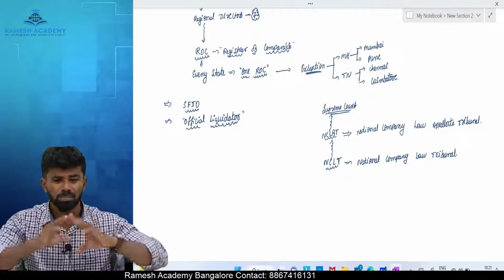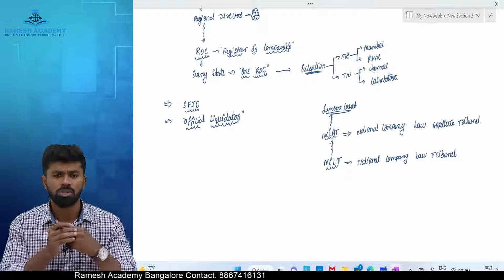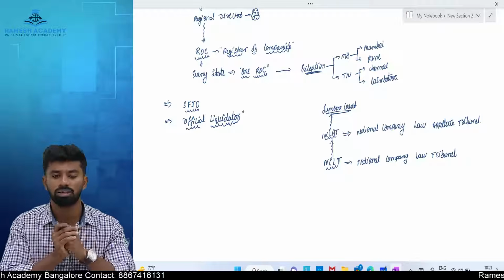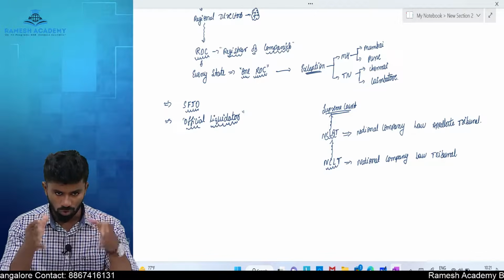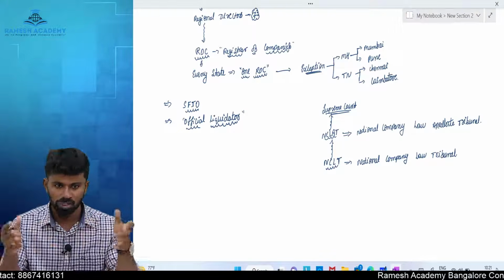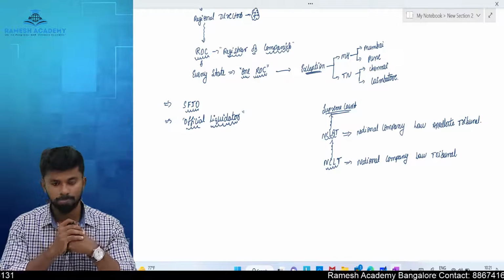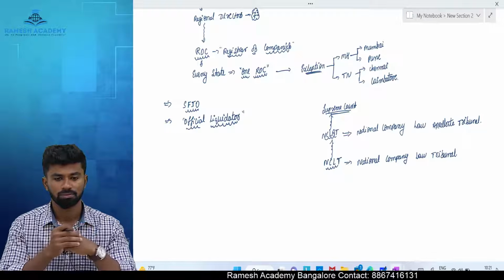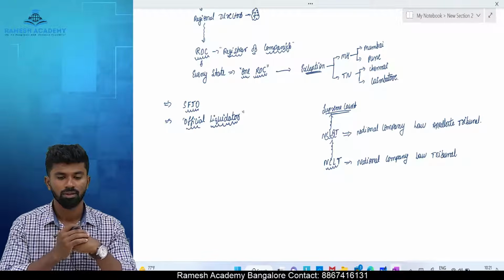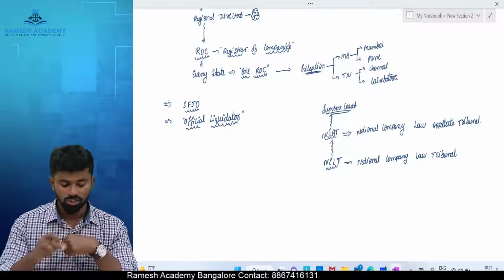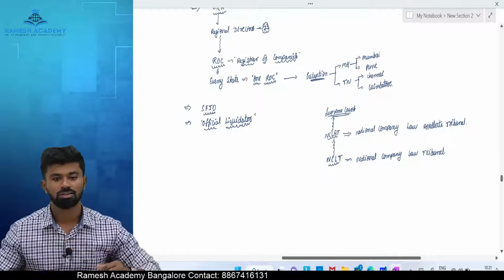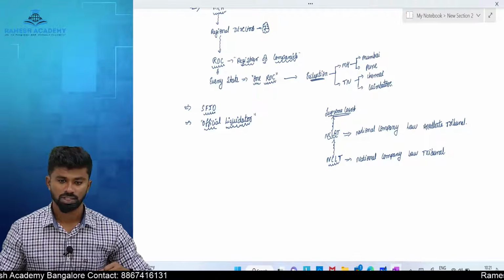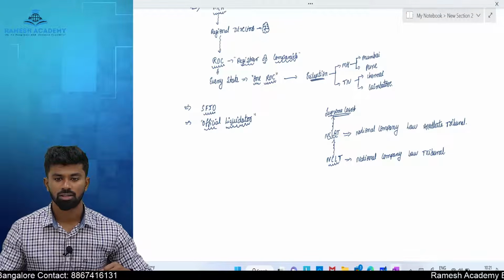So these are the basic concepts which you should know before you start studying the Companies Act 2013. I hope you are clear with the concepts. Any questions, any doubts? Okay, so can we start with the topics now? Yes, let's start with the company.